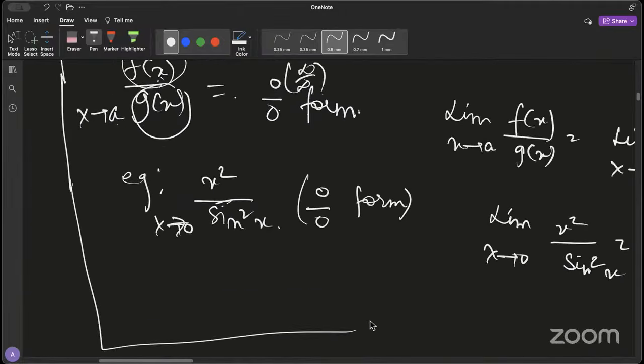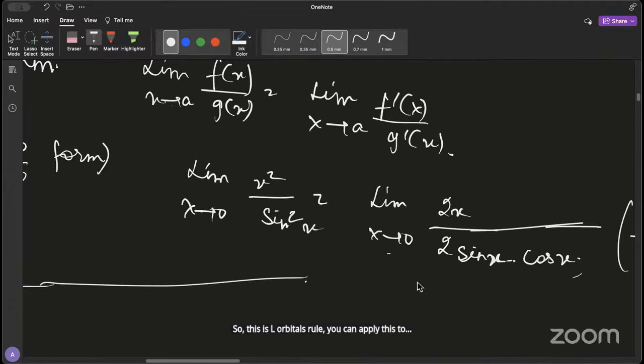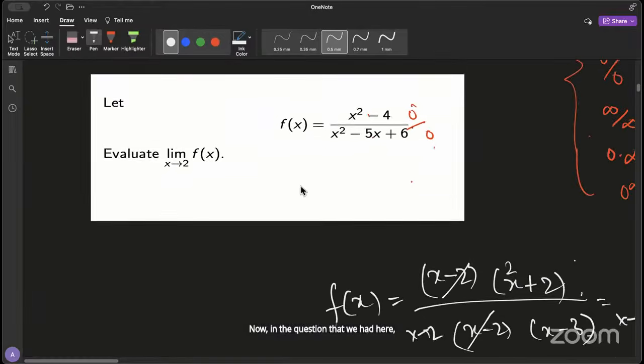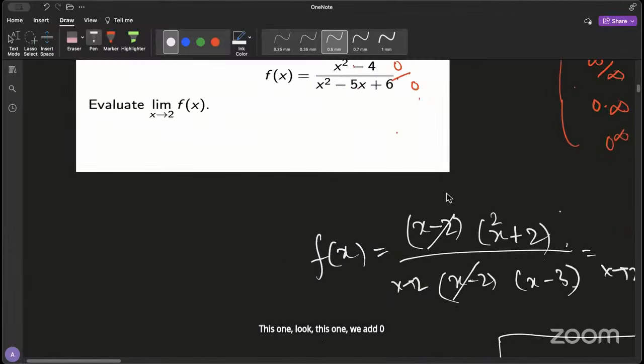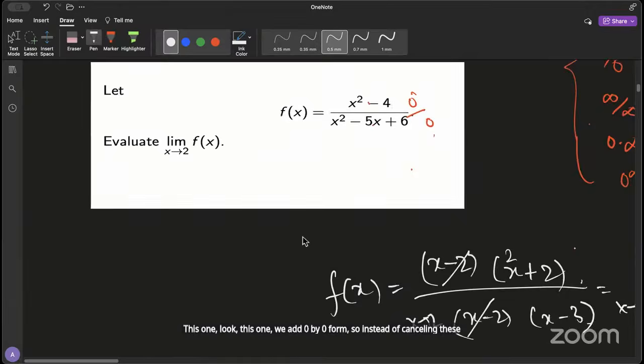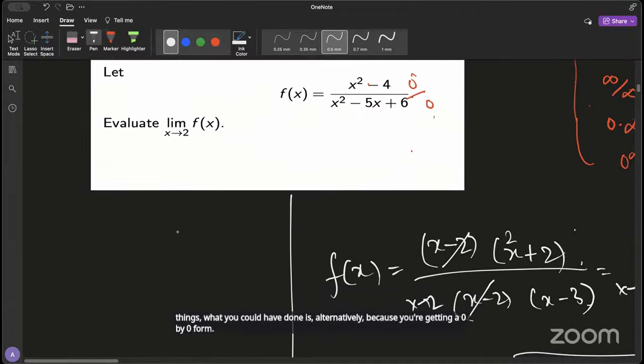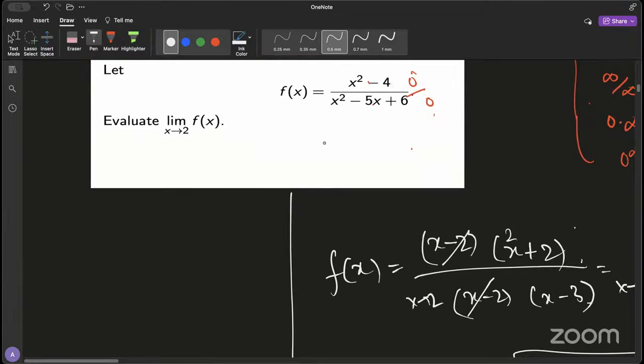So this is L'Hopital's rule. You can apply this too. Now, in the question that we had here, this one, we had 0 by 0 form. So instead of cancelling these things, what you could have done alternatively, because you're getting a 0 by 0 form, if I put x equals 2 here, I'll get 0 by 0 form.